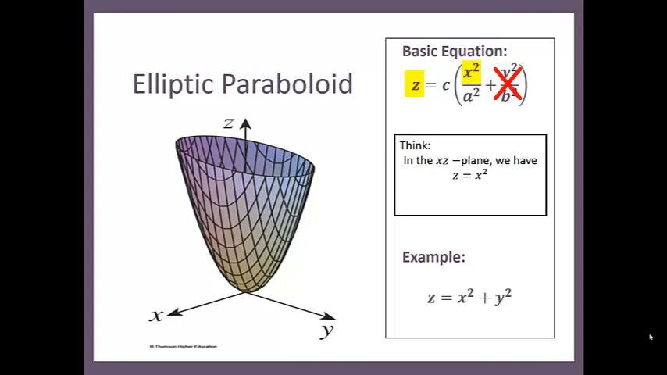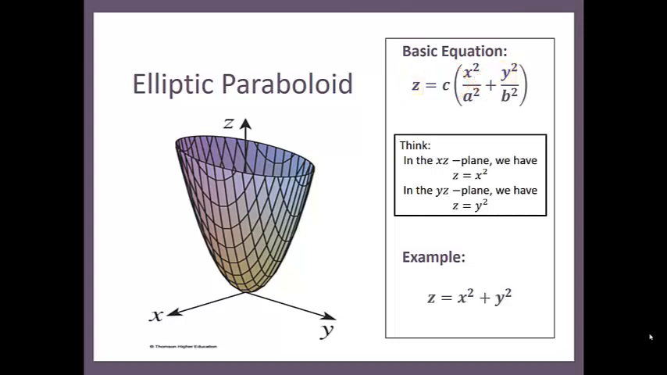So that tells us that in our xz plane, we're going to expect to see a parabola that's opening upward. Similarly, in the yz plane, if we ignore everything else except for the z and the y, we have z equals y squared. So in the yz plane, we're also going to expect to see a parabola opening upward. And so when we put those two pieces together, we get this three-dimensional parabola, this elliptic paraboloid.